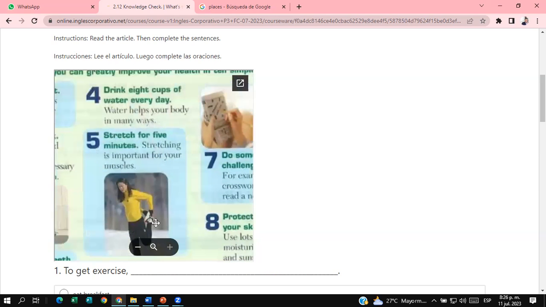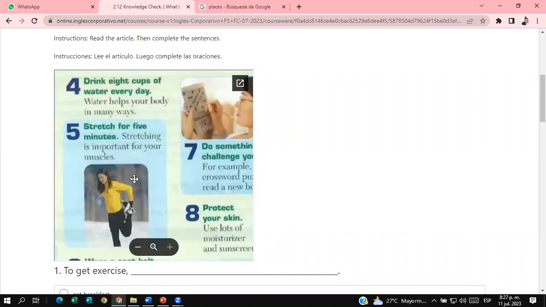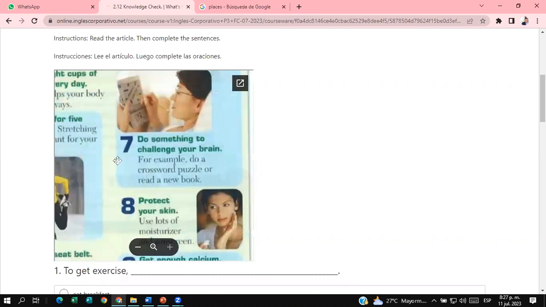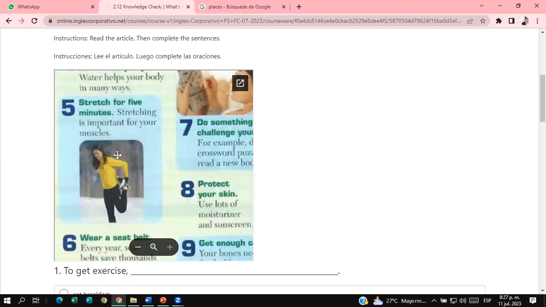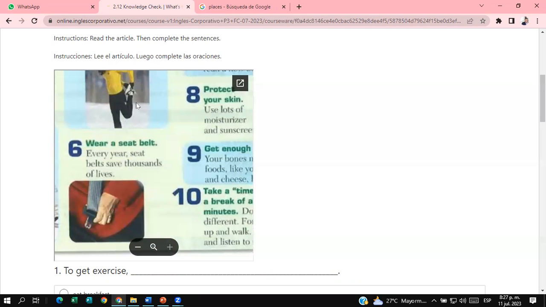Healthy. Yes. Number four, Jenny. Drink 8 cups of water every day. Water helps your body in many ways. Thank you. Alexandra, 5. Stretch for 5 minutes. Stretching is important for your muscles. Okay.